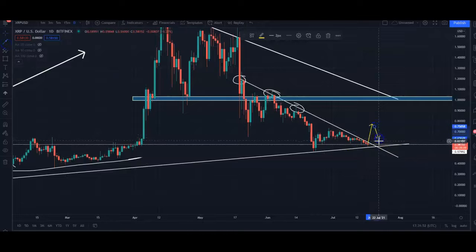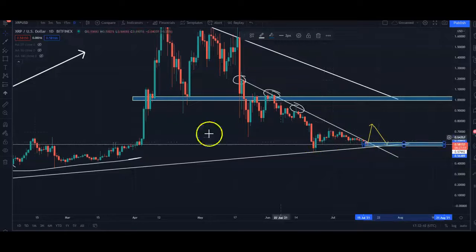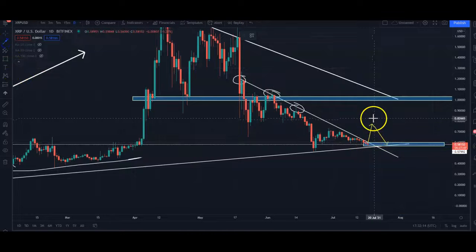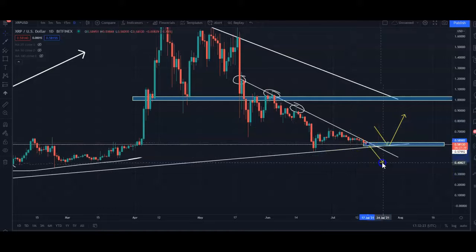And we're going to get that pullback either to the trend here, and then what we wait for is we wait for price to respect this zone. So kind of like here, it respected it, pushed up from it, and started carrying up. That's kind of what we're waiting for here, for price to break out, come back down to the support, and then continue higher.